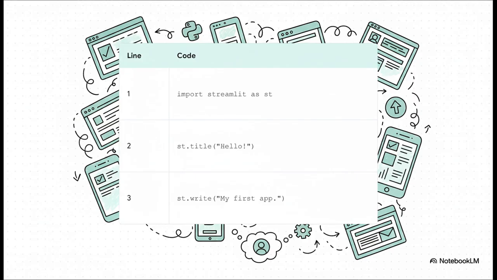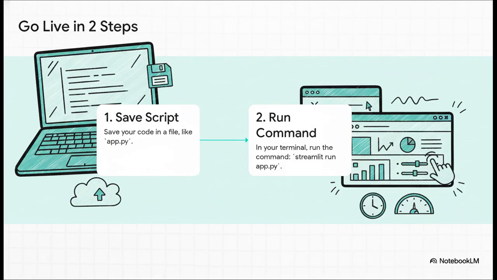Seriously, this isn't some made-up example. This is the real code. You just import the library, use st.title to make a title, and st.write to put some text on the screen. It's so simple, so readable, and it's 100% Python. And getting from that code to a running app, just as easy.